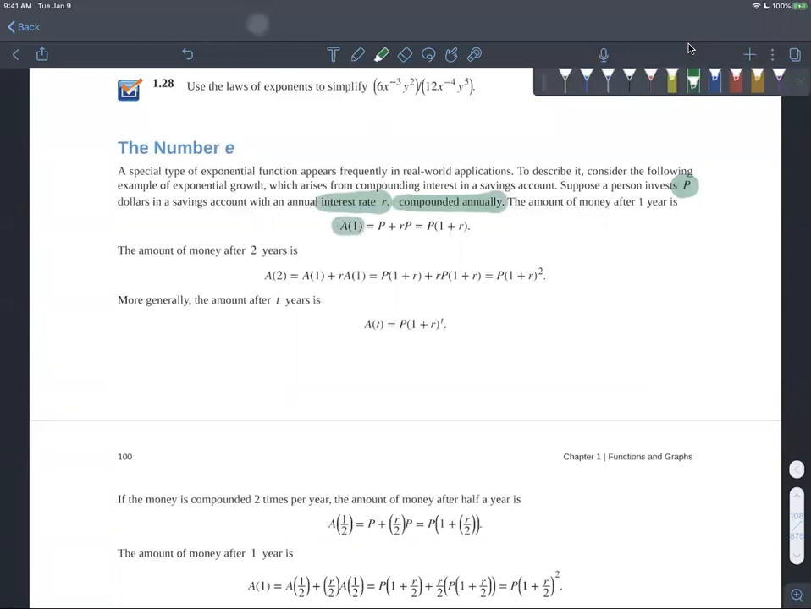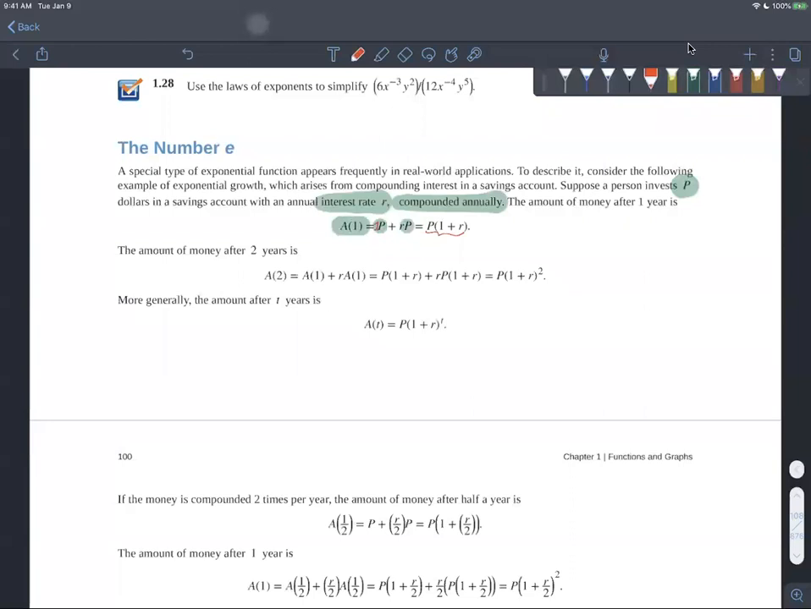The amount after 1 year is going to be the initial amount that you invested, that's P for principal, plus what are we going to add to that? Well, the interest rate times your initial amount, so 5%, let's say, of your initial amount. Both of these terms have P in them, so we can factor out the P, and we'd be left with a factor of 1 plus R. So we have P times 1 plus R.